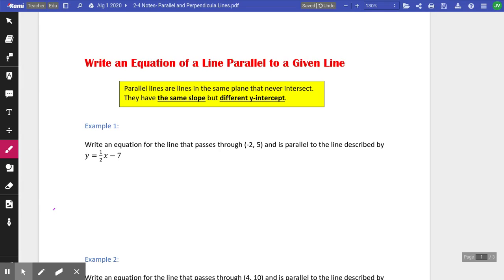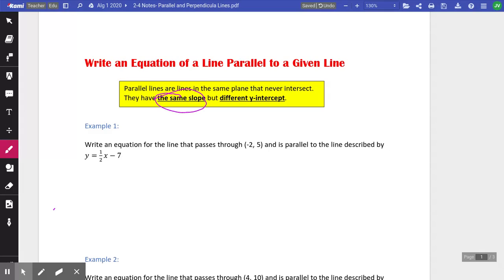In this video, we are going to learn how to write an equation of a line that is parallel to another given line. Parallel lines are lines in the same plane that never intersect. They have the same slope, but different y-intercept. Let's look at this example.